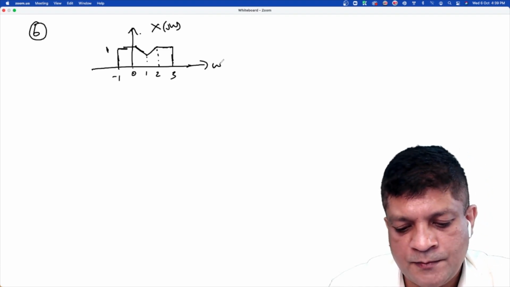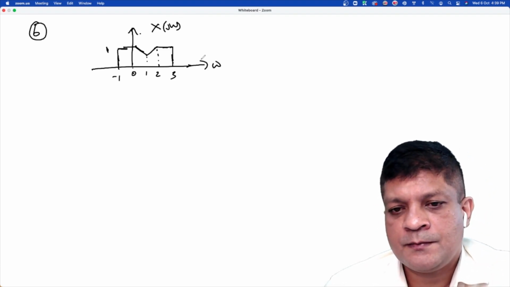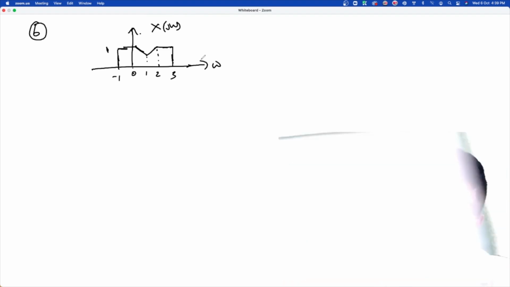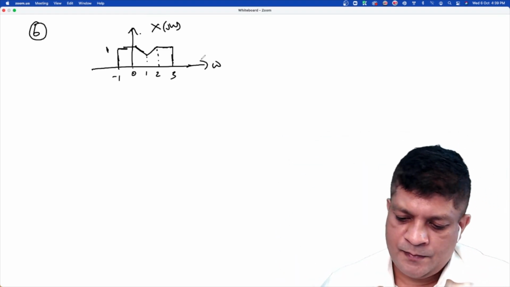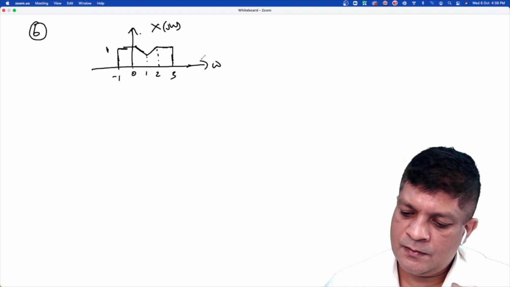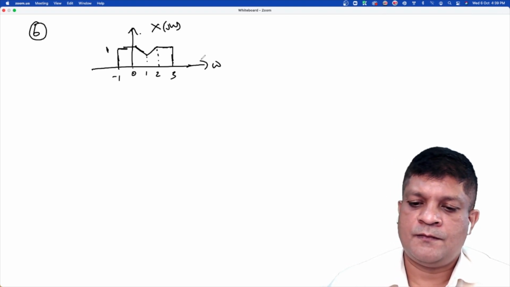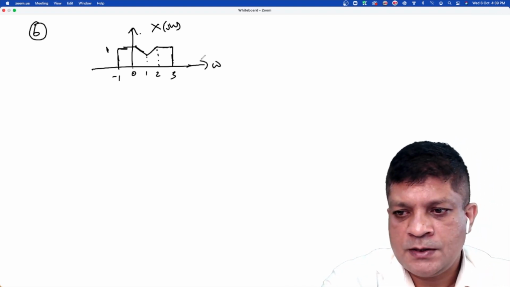The Fourier transform of a signal x(j omega) is given, and you have to find... how many subparts are there? 1, 2, 3, 4, 5. Yeah, 6 subparts. So can you please try this?